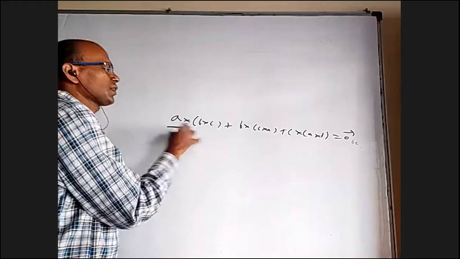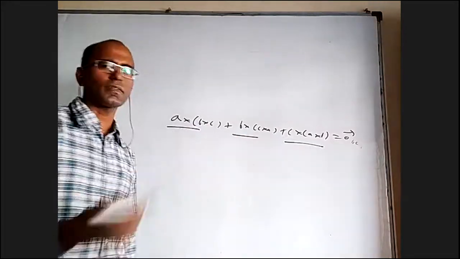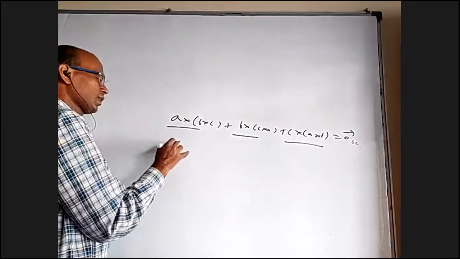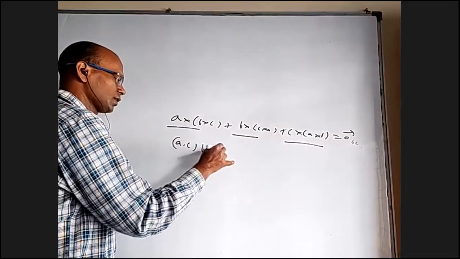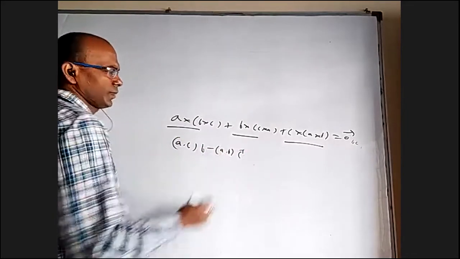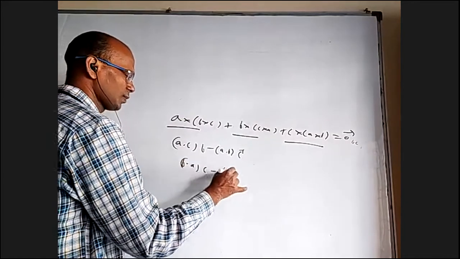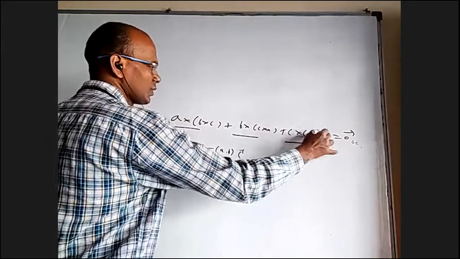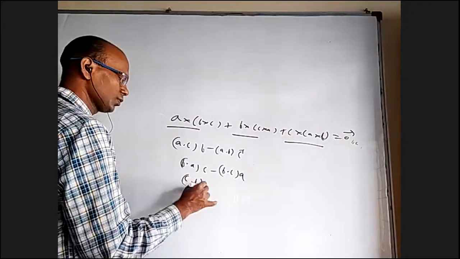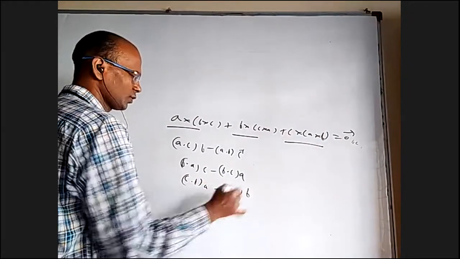How? Just use the formula for this, formula for this, formula for this, everything will cancel. What is the formula for this? A dot C into B minus A dot B into C. For this, the formula is B dot A into C minus B dot C into A. For this, C dot B into A minus C dot A into B.